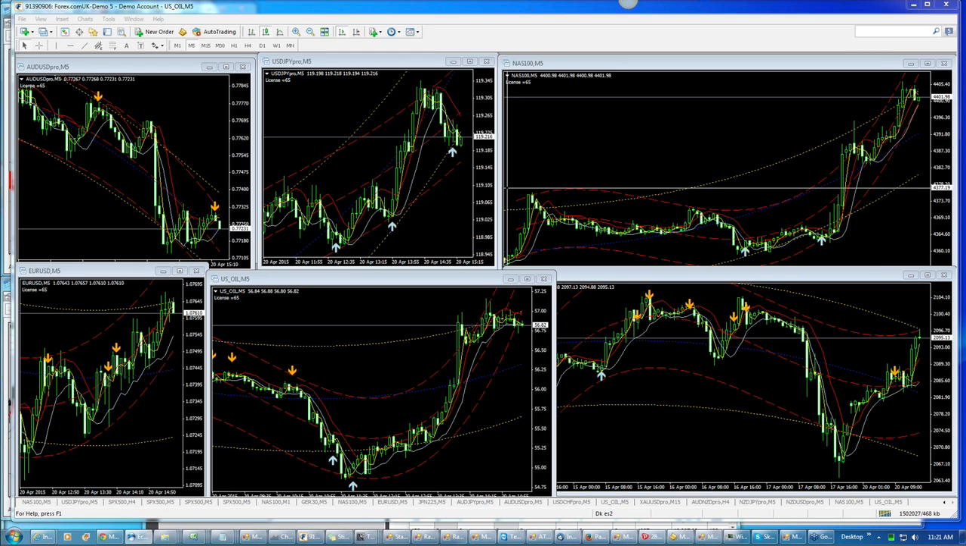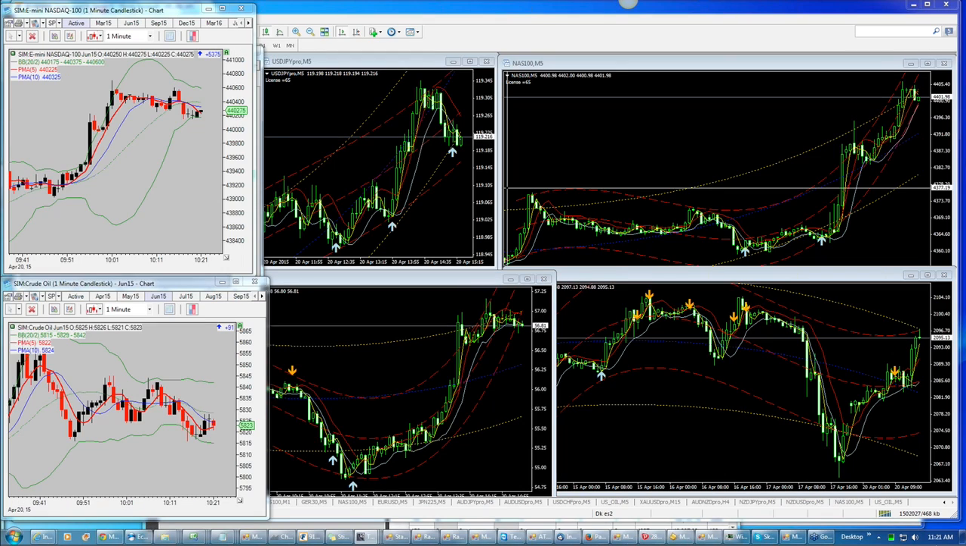Go back to the G4 chart. Kind of in our spot here. For crude? Yeah. A little bit. A little bit.